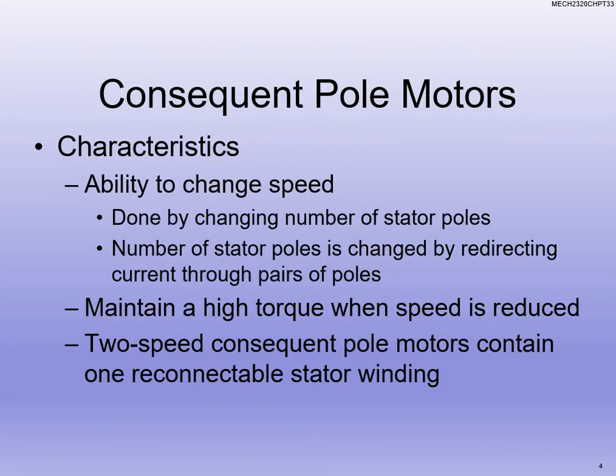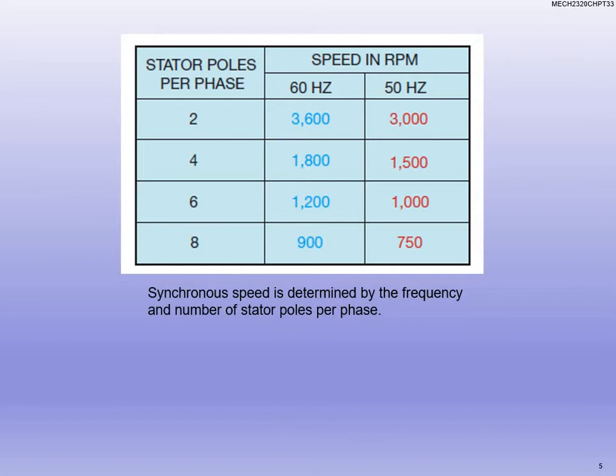Okay, so when we do this, two-speed consequent pole motors contain one reconnectable stator winding. Essentially, we have the ability to change speed, and we change that speed by changing the number of the stator poles. If we take a look here, this is a chart: we have the number of stator poles, 2, 4, 6, 8, and then we have hertz. 60 hertz for us in Canada, and 50 hertz for Europe and the rest of the world. So it's how we impact this.